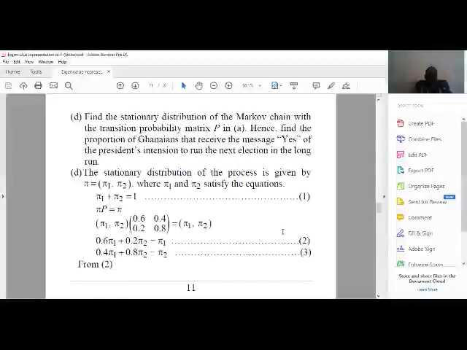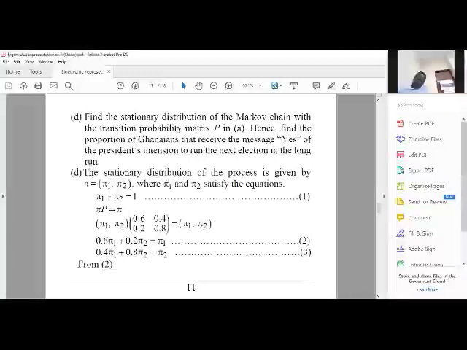So the D, there are two methods. The first method is the first one I taught you: you first find the n-step transition probability matrix, then you put n to infinity, and that will give you the stationary distribution. The second method is what you are going to go through right now. You don't need to first determine the n-step transition probability matrix. You can determine the stationary distribution straight away. Are we okay?